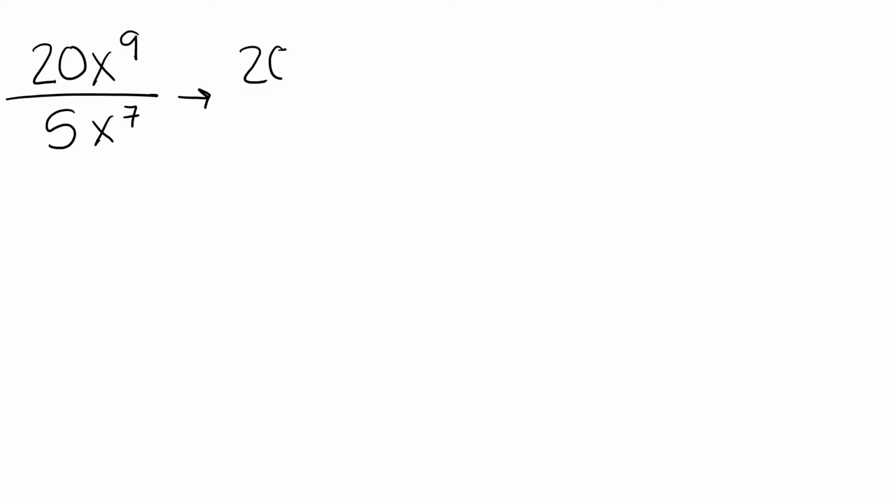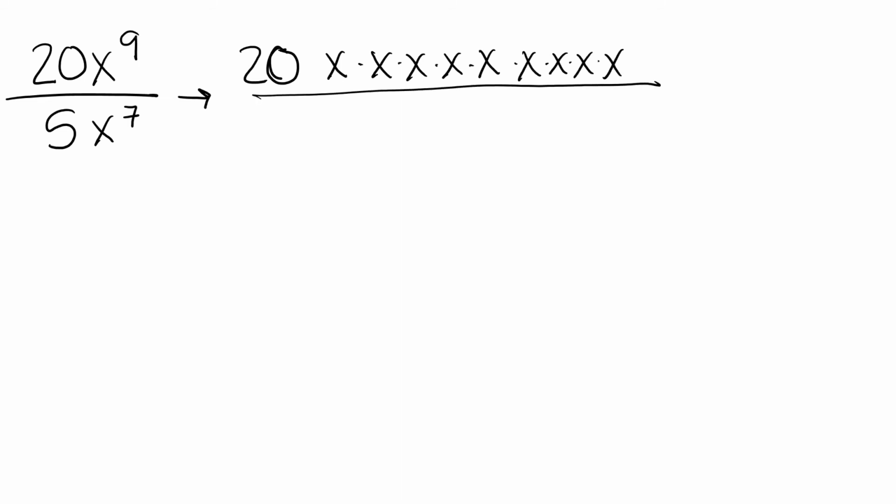For our 8th division problem, we're going to do 20x to the 9th divided by 5x to the 7th. To model it out, the coefficient 20 stays out front. We can break down x to the 9th by writing out the base number x 9 times. Across the bottom, the coefficient 5 stays out in front, and we break down x to the 7th by writing the base number x 7 times.